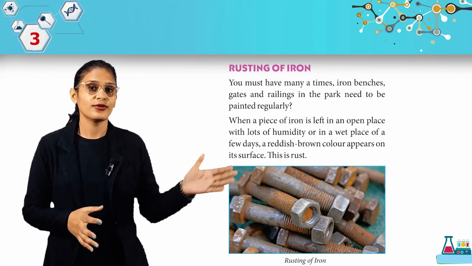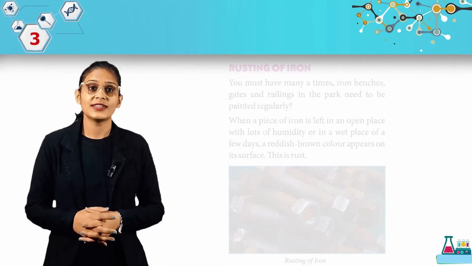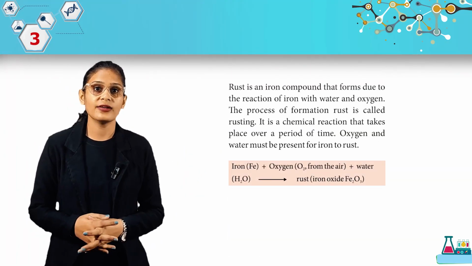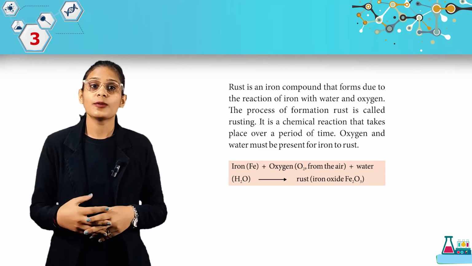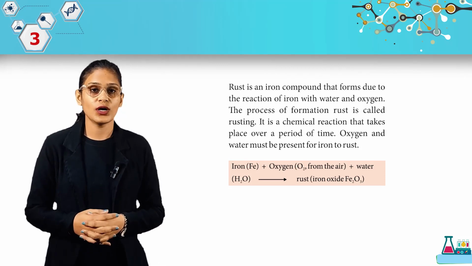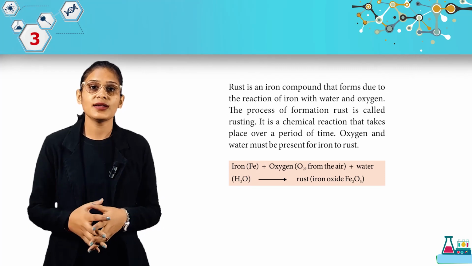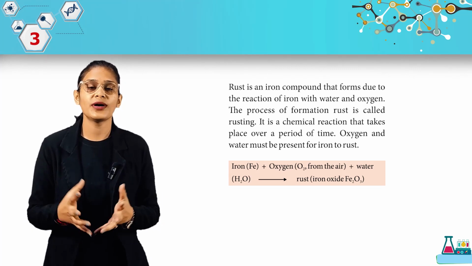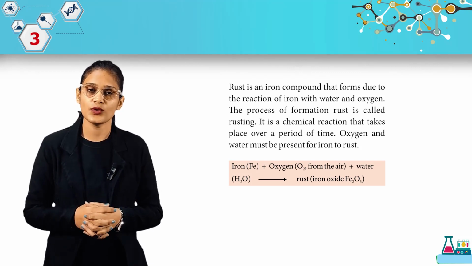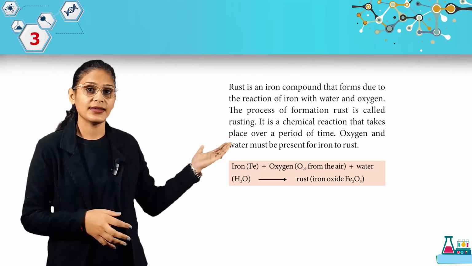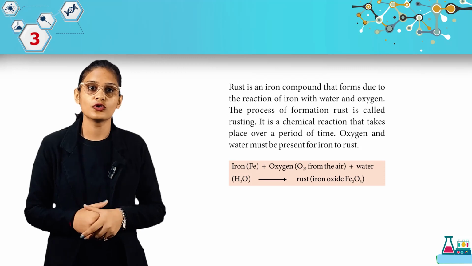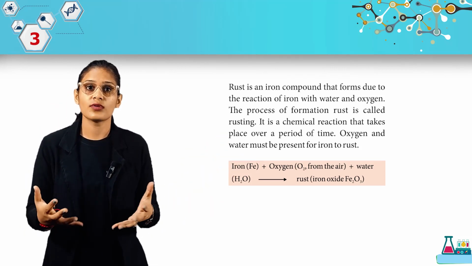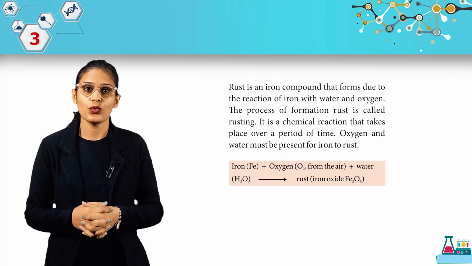Here we have, look at this picture, rusting of iron. Rust is an iron compound that forms due to the reaction of iron with water and oxygen. The process of formation of rust is called rusting. It is a chemical reaction that takes place over a period of time. Oxygen and water must be present for iron to rust. Here we have iron, Fe, plus oxygen, O2, from the air plus water, H2O. After reaction, rust, iron oxide, Fe2O3.